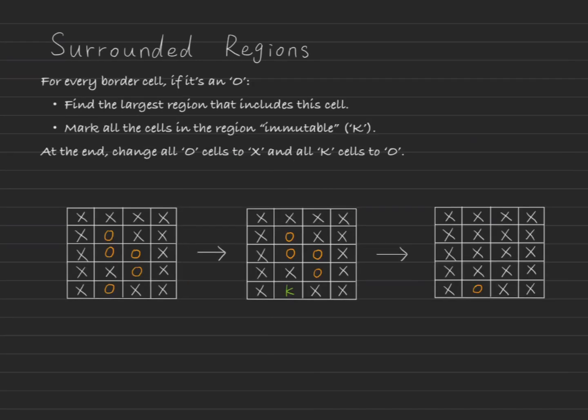To summarize, here's what we'll do. We'll check every cell on the border. If it's an O, we find the largest region that includes this cell, and we mark all the cells in the region immutable. Let's mark it the letter K. In the end, we know that the other O cells can be replaced by X's, but the cells marked as K need to be kept as O. So we change the K's to O's.